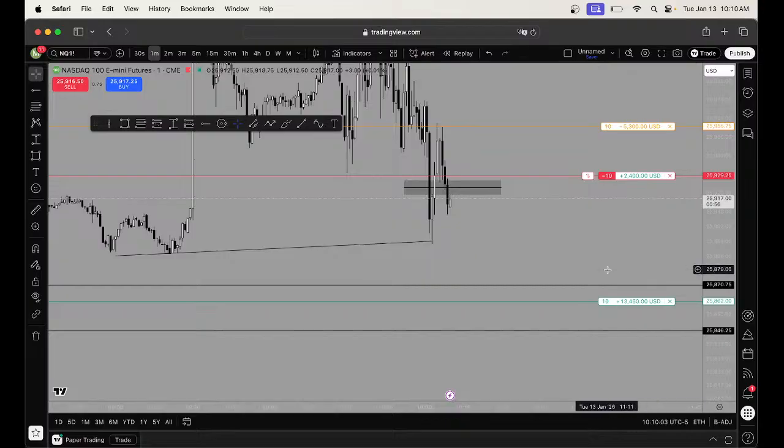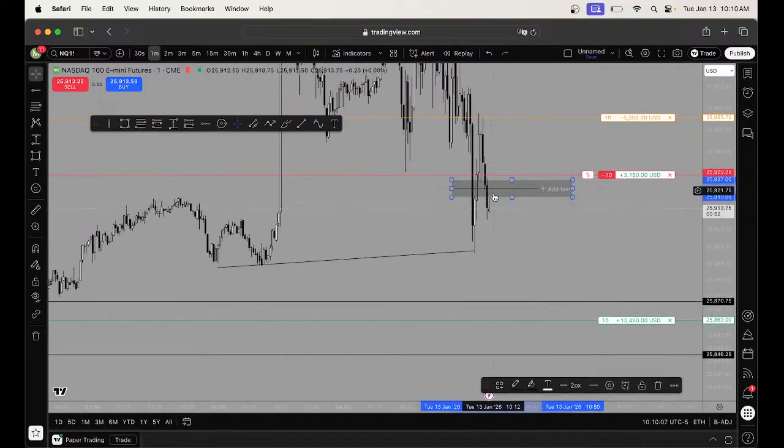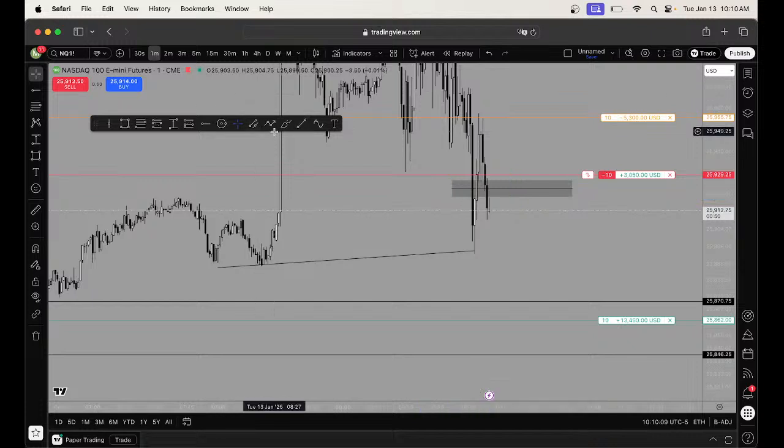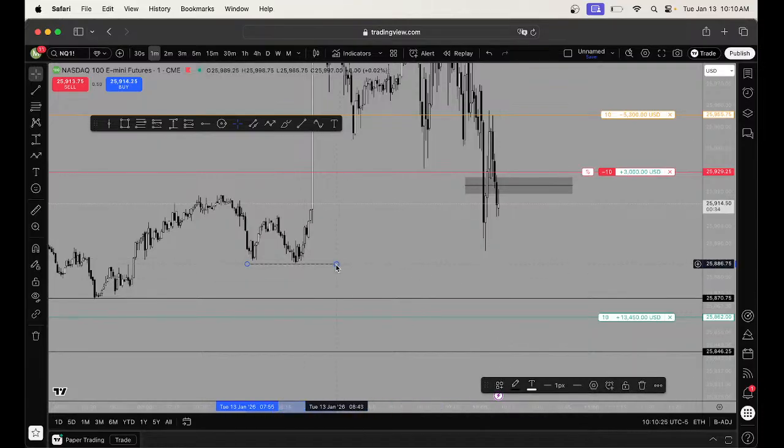Okay, so we inverse this. Now, what I want to see is maybe a tap back in like this, and then go from there. Break even once we take this low right here. Actually, not that low. These lows. Once we take these lows, I'll go break even.